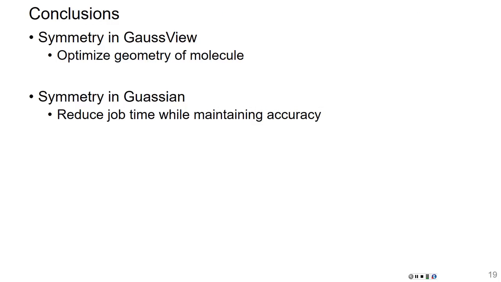So, conclusions: you can optimize geometry, not so much bond lengths, more with bond angles, and reduce job time while maintaining accuracy. Let's thank Zach for squeezing a group theory course into 5 minutes.